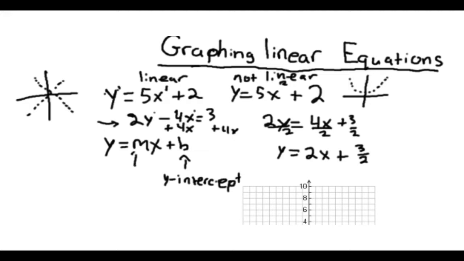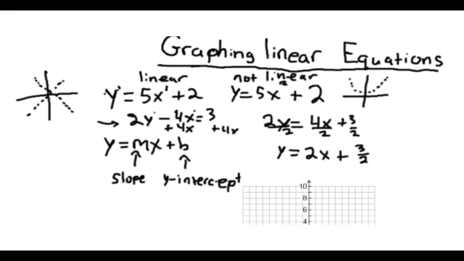And the m is the slope of the linear equation. And those are the only two things you need in order to graph a linear equation. The y-intercept is where it crosses the y-axis, which I'll get into shortly, and the slope is basically how much it's changing.